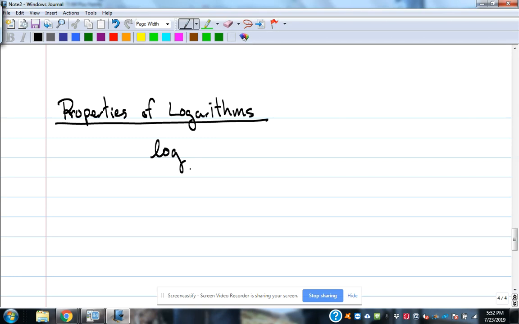So let's use log base a of b to the x power. So that's our log that we're given. One of the properties, the power property, you don't have to know the names of them, is that if there's an exponent on the part you're taking the log of, you can bring that to the front and multiply.